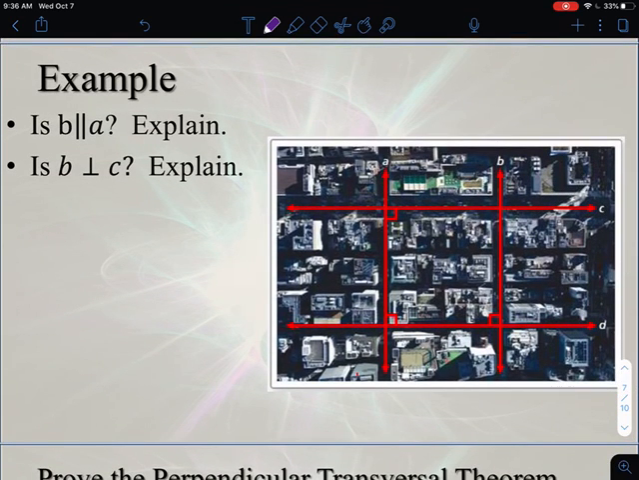Another example, very similar to the first. So we have our different lines here, A, B, C, and D. It wants to know, is B parallel to A? So for question number 1, they want to know, is A parallel to B here?